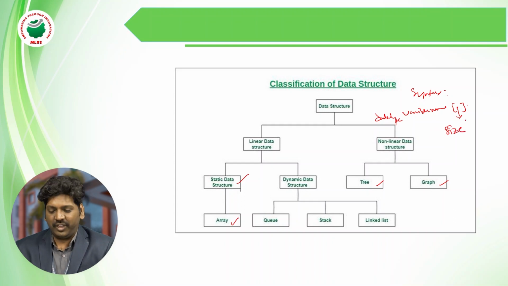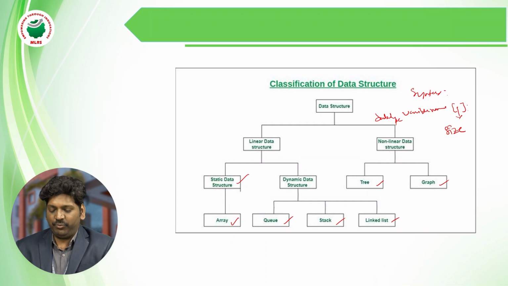Then what is this size? If in an array I declare the size, then I cannot increase it and I cannot decrease it, meaning it is a fixed representation. That is the reason we call an array a static data structure. We cannot make any changes. If I want every representation of my values to be changeable, then I need to go with the dynamic data structure. In dynamic data structures, we can choose queues, stacks, and linked lists.